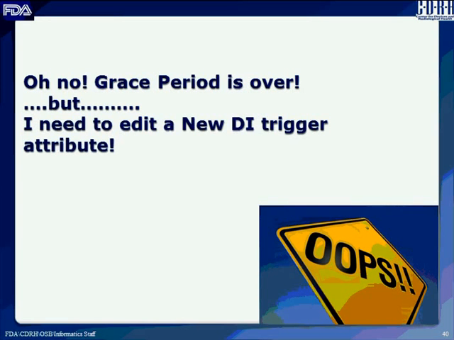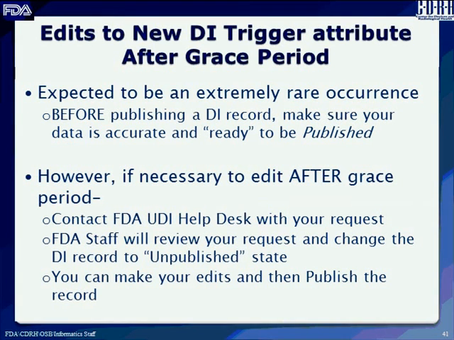So the grace period is over. We talked about locking the record down, but oh God, what do you do? You have to edit a new DI trigger attribute. A mistake has happened, and you've only discovered it after the grace period passed. What do you do? Are you in the water and there's nothing you can do? No, of course not. There is always something that can be done about anything, and you can do that here also. You can edit a new DI trigger attribute after the grace period.